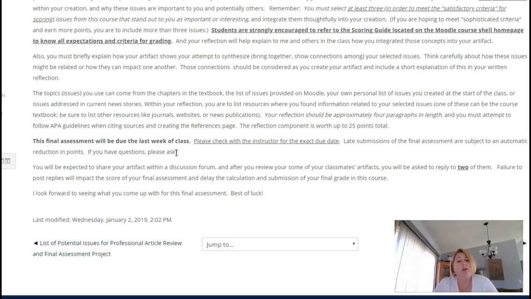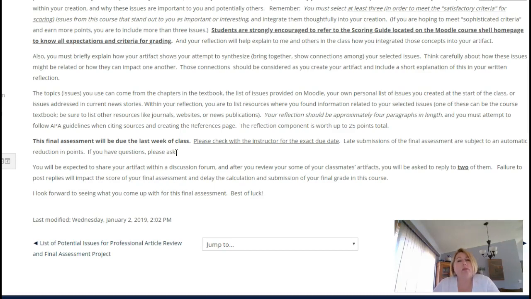And then you need to go in and view 2 colleagues, which is different than most of our other discussions where you've only had to do 1. In this instance, you need to view 2 artifacts and reflections or written discussions and react to them. And that is critical. If you don't get that done, I will not produce your final score.